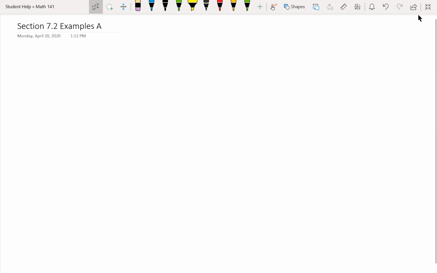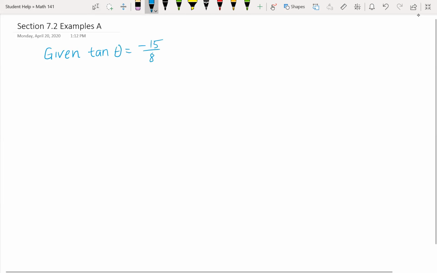All right, for our first example, we are given the tangent of an angle, negative 15 over 8. And we know that the angle is in quadrant 2. And we're being asked to find the sine of twice the angle, the cosine of twice the angle, and the tangent of twice the angle.